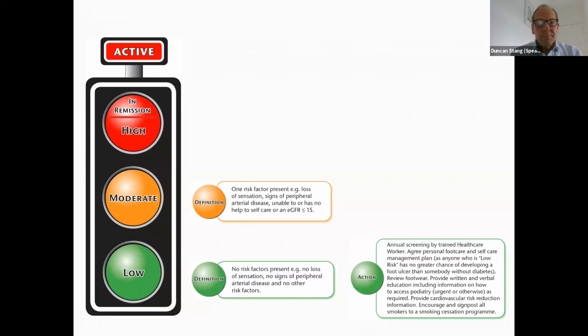So if you are moderate risk, that means you have been detected as having one risk factor present, i.e., you've got a bit of loss of sensation, or you've signs of peripheral arterial disease, or you do not have any help to self-care.